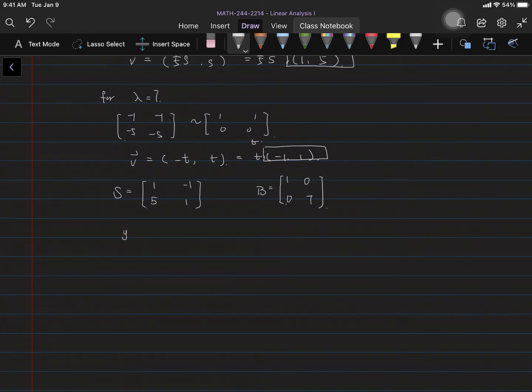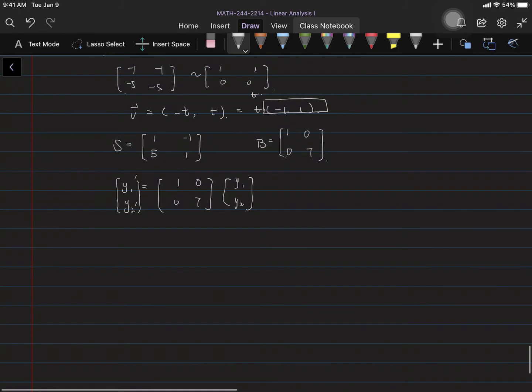So what that means? Okay, I can write down a little bit more. So that means (y1, y2) prime equals B, which is (1, 0, 0, 7), times (y1, y2), and solve from here. That means y1 prime equals y1, y2 prime equals 7y2. Solve for y. y1 equals c1 e to the lambda 1 t. Lambda 1 is 1, it's just e to the t. y2 equals c2 e to the 7t.